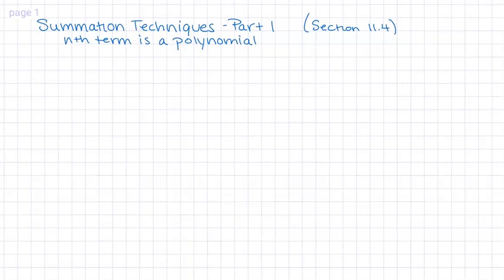So we're going to talk about summation techniques, and specifically today, what do you do when the formula for a sub n is a polynomial? So it's not arithmetic, it's not geometric. Could be quadratic, could be cubic, could be quartic, quintic. So what do you do? And it's actually not that bad. It can get a little tedious, but it's really not that bad.